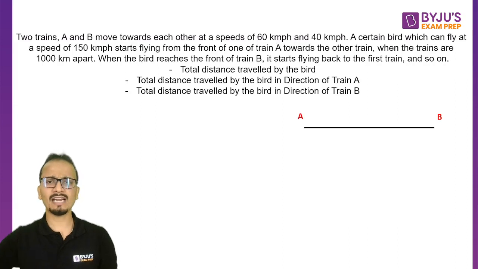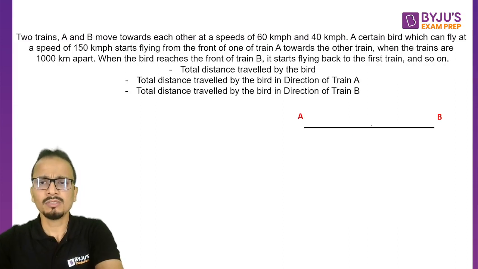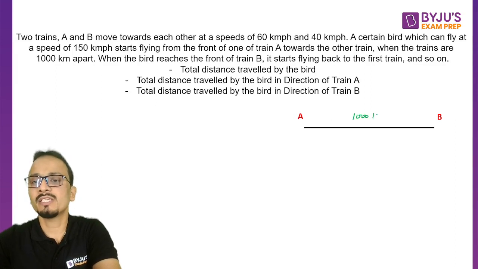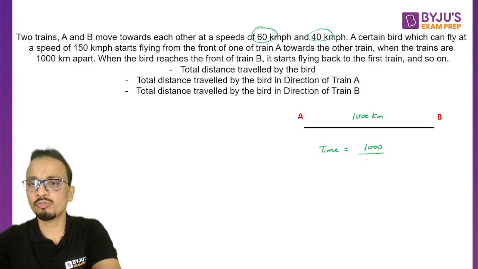Now this is the figure that we'll be following. First of all, I'll find out the time taken by the trains to meet. The distance between the trains is 1000 kilometers, right? So the time after which these two trains will meet will be the distance between the trains divided by the relative speed. The relative speed of these two trains is 100, so the time after which the trains will meet will be 10 hours.